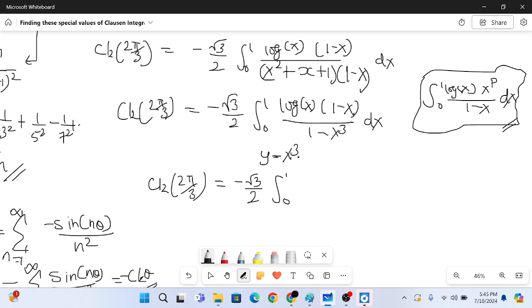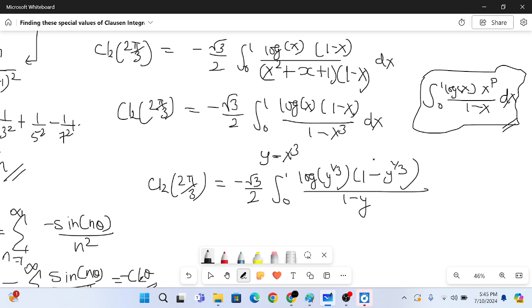If you just cube it, now x is y to the power 1 by 3. So log of y to the power 1 by 3, and 1 minus, again x is y to the power 1 by 3, divided by x cube, which is y, so 1 minus y.